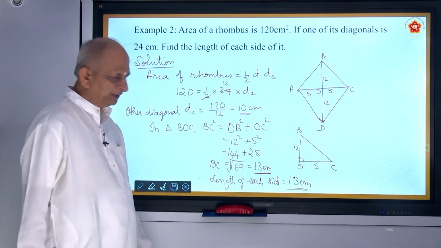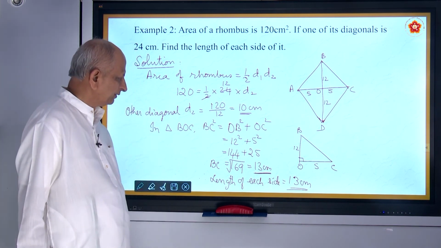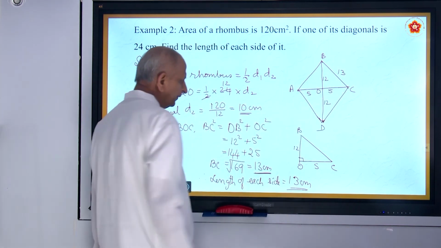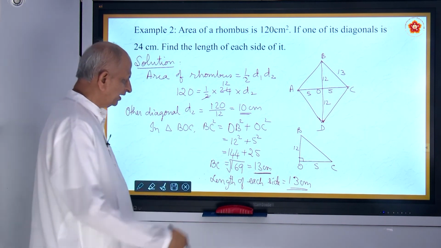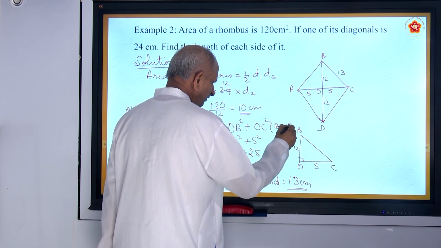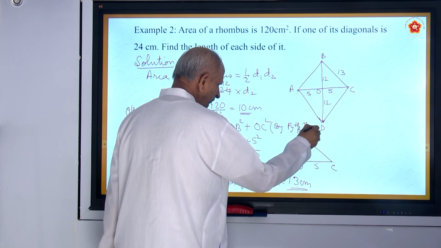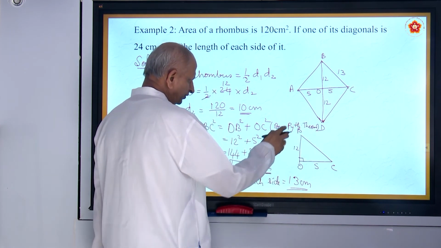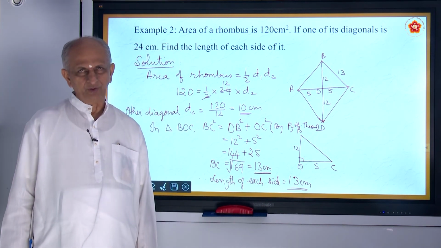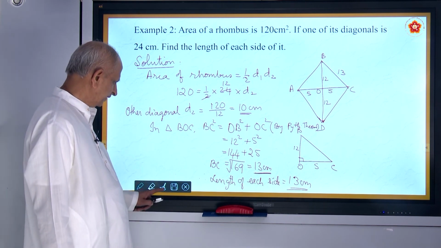Suppose they ask for the perimeter, what must you write? Perimeter is 13 into 4, because all the sides are equal. How did we get it? By using Pythagoras theorem. So this is got. Got it? Okay. Now we will see the home assignment. Noted on? Very nice.